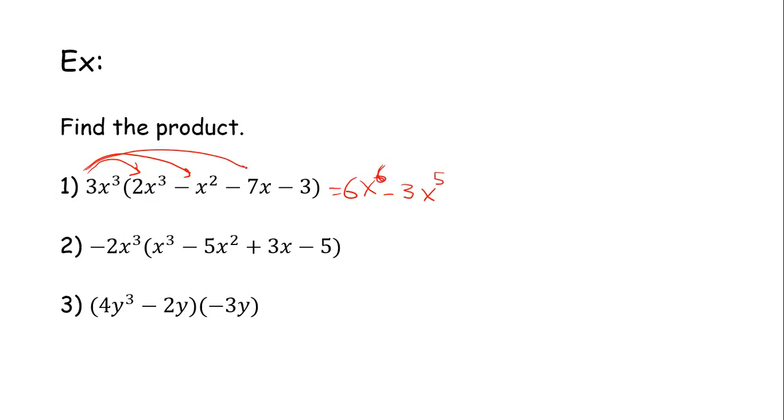Go to the next one. 3x cubed times negative 7x is negative 21, x to the, what do you think? Very good. 3, and this one here has an invisible exponent of 1. So when I add the exponents 3 and 1, I will get 4. So negative 21x to the fourth. Finish the last one, and you get negative 9x cubed. So here is my final answer.